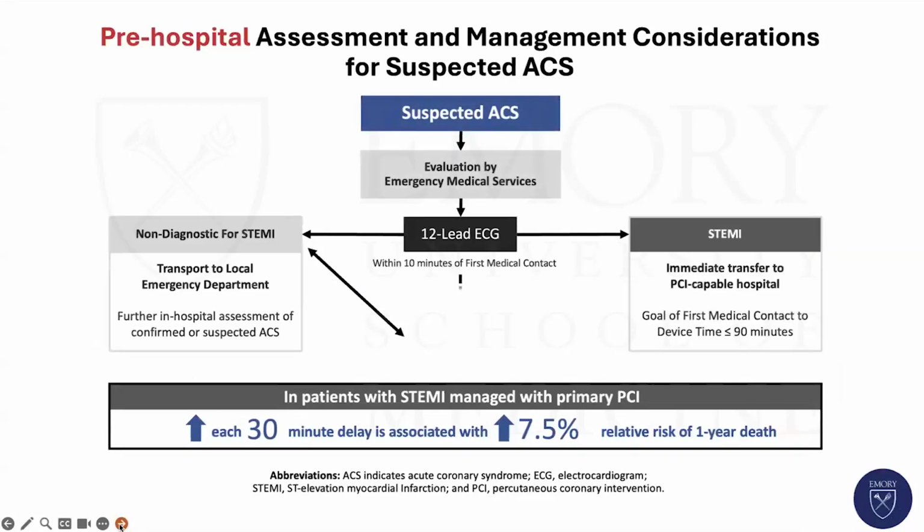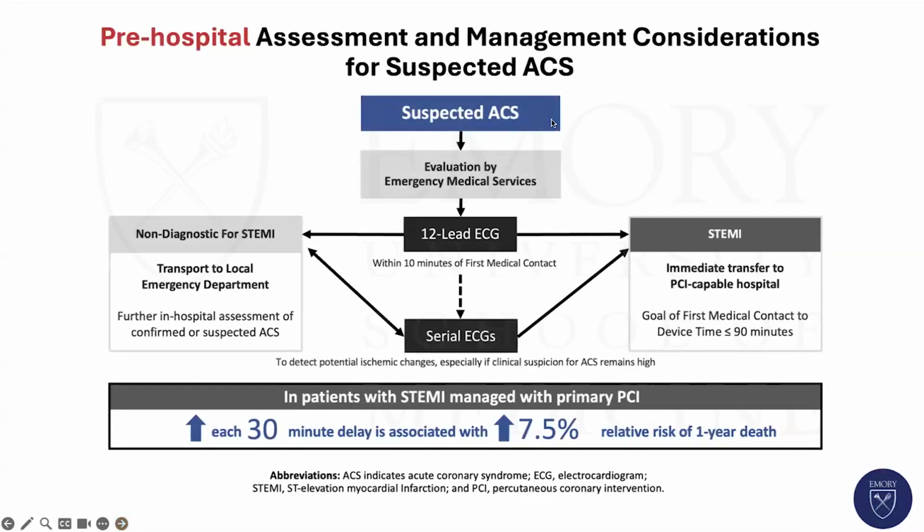I'll let the animation play out here. The pre-hospital assessment for the management of suspected ACS. This suspected ACS is anyone who is having chest pain. The ED at Emory uses a protocol, the rapid ECG criteria, where they define suspected ACS as anyone who's 30 years or older with chest pain. And then anyone who's 50 years or older with chest pain, shortness of breath, weakness, or palpitations. It's kind of broadened out.